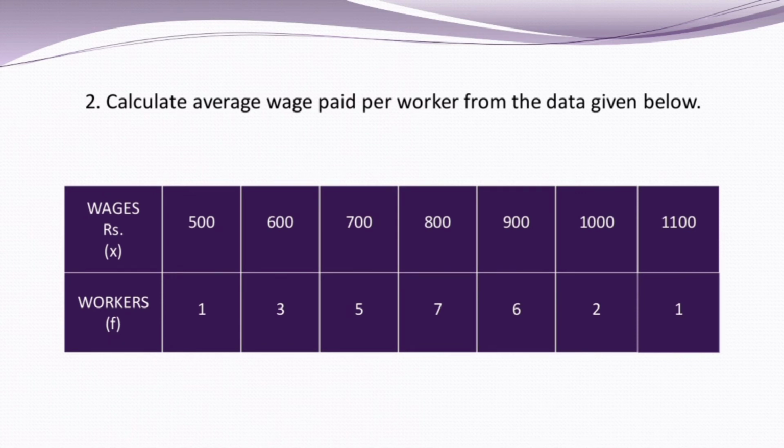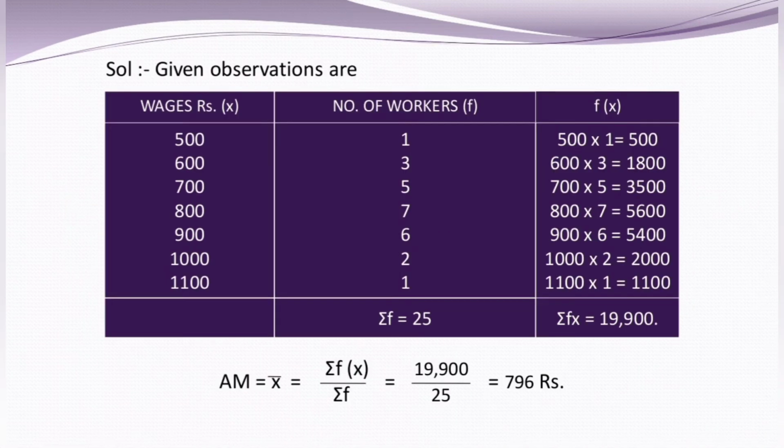The question is, calculate the average wage paid per worker from the data given below. Now let us solve this sum in case 2 model. Here we have to calculate the product of each and every observation with its corresponding frequency. Now we have to calculate the sum of all the frequencies and the sum of all the products of observation and frequency. Now we have to substitute all the values in the given formula. After calculating, we get 796 rupees. Therefore, the average wage paid per worker is 796 rupees.